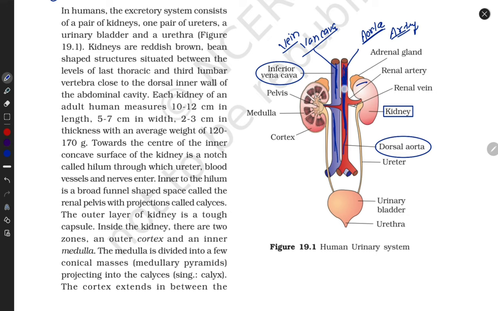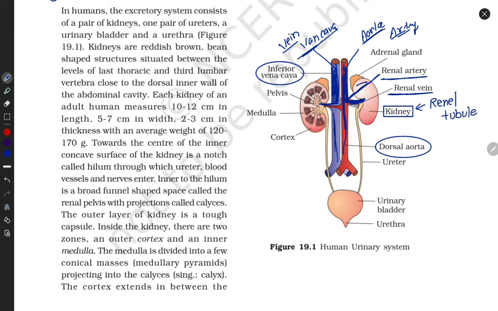The aorta divides and goes towards the kidney, and now its name is changed. We can call it the renal artery. If the vena cava divides and goes towards the kidney, then it is termed the renal vein. Because it is the kidney, we can also say renal.